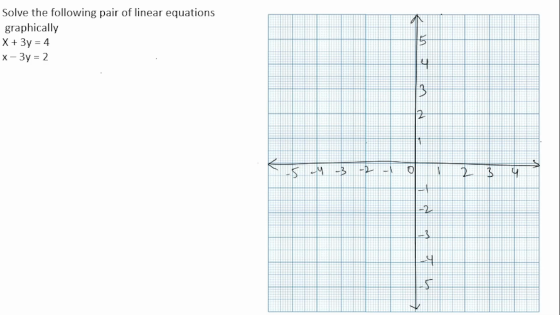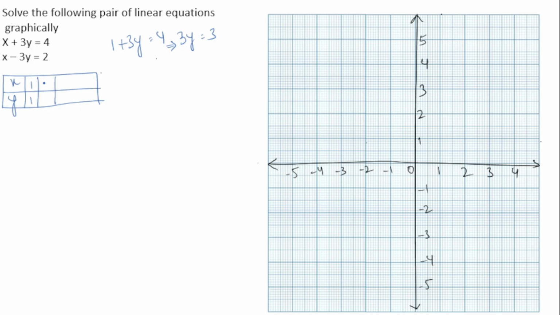Next one. We have to solve the following pair of linear equations graphically. Again, two equations are given, and we have to do the same way. In the first equation, we will assume a few values of x and find out the y values. If x is equal to 1, what is the y value? It is 1 plus 3y is equal to 4. So 3y is equal to 4 minus 1, it is 3. So y is equal to 1.